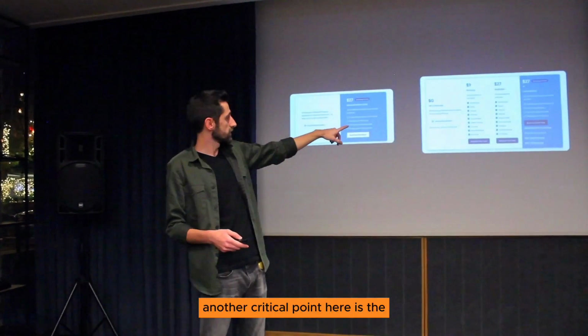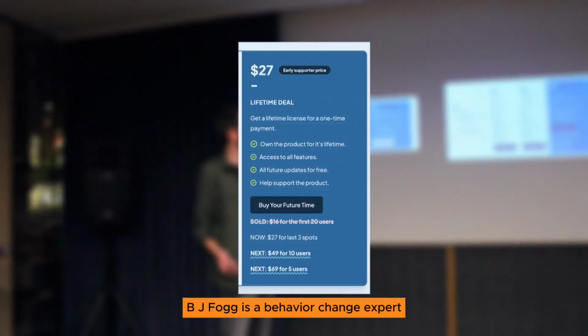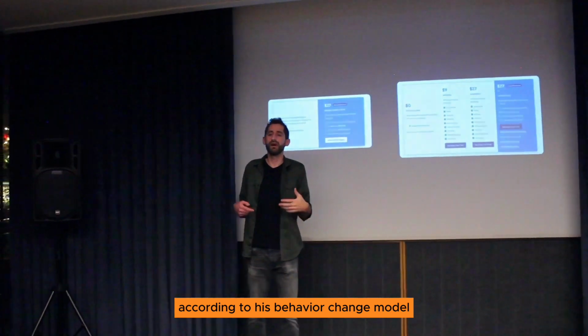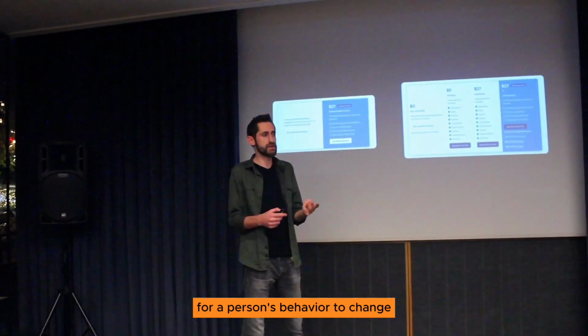Another critical point here is the elements we see in this section. BJ Fogg is a behavior change expert. According to his behavior change model, 3 elements need to align for a person's behavior to change.